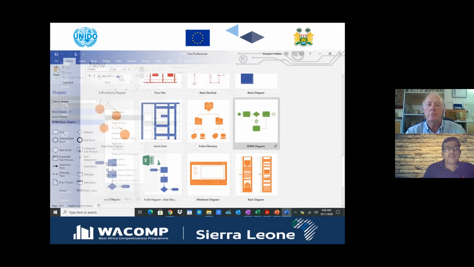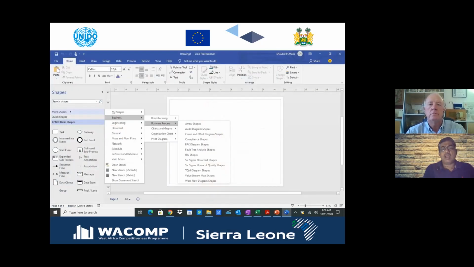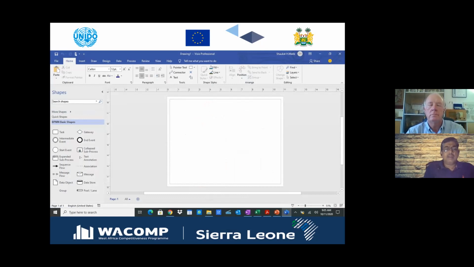So this is a good software and almost free software. There are many other softwares, but this is almost included in the MS Office package. That is why you can use the drag and drop option here, and you can draw your process flow diagram.